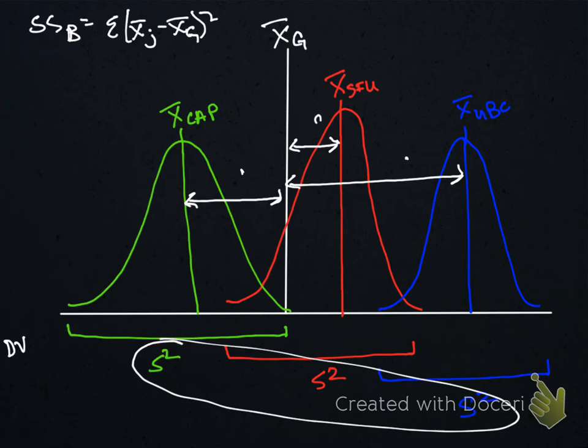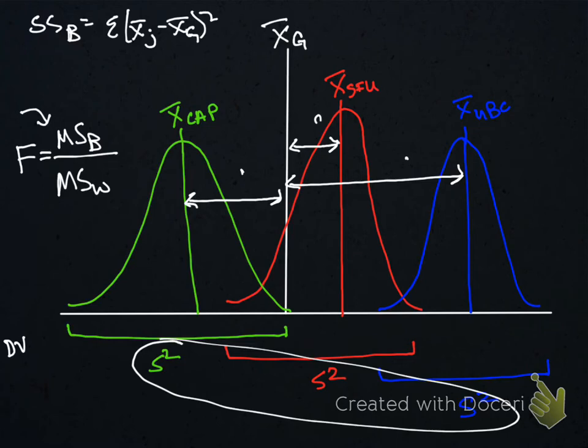So you can think of it like this. The farther apart these sample means are from the grand mean, the larger the numerator is going to be in our F ratio. Because the farther apart, or more variable, these sample means are from the grand mean, the larger our mean square is going to get. And if our numerator gets larger, our whole F ratio gets larger. And if our F ratio gets larger, that means we're more likely to reject the null hypothesis.